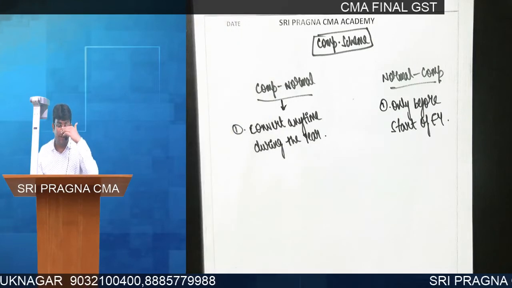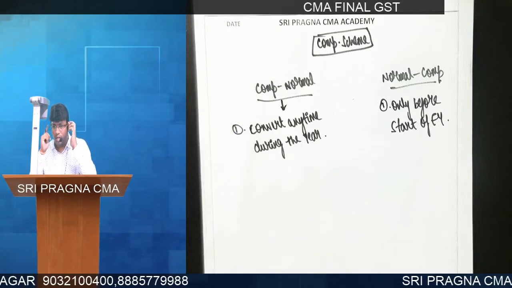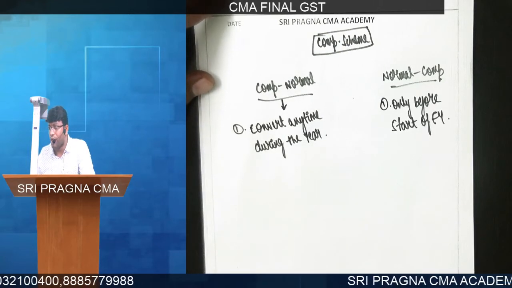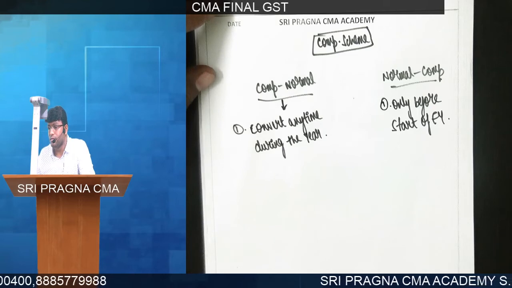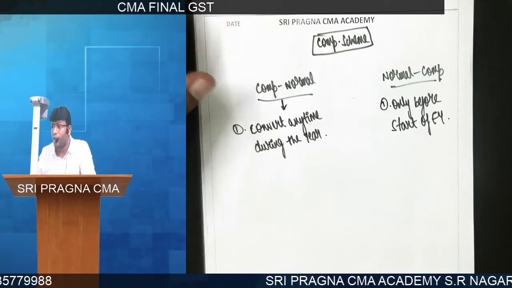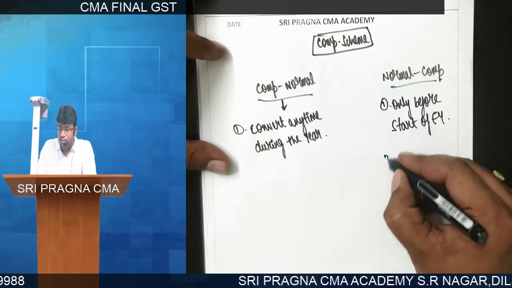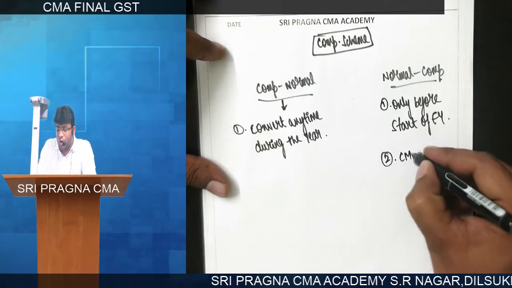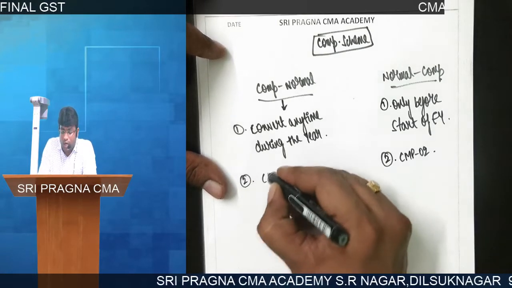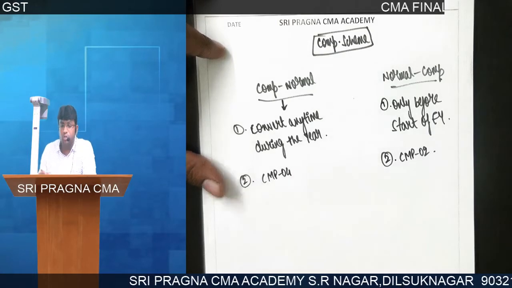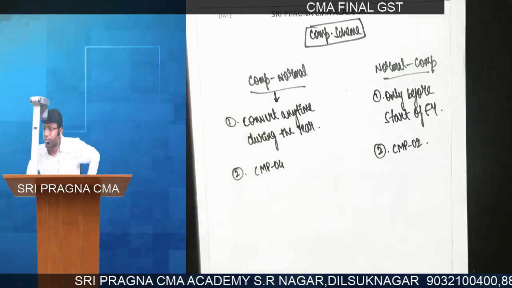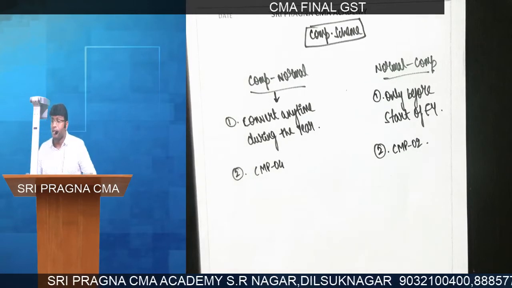Come on, composition to normal when, sir? We can convert any time during previous year. Normal to composition? Exactly. Are we getting clarity on this point? Everybody. And for this we have got one form called CMP02. And for this we have got a form called CMP04 to withdraw from composition. Otherwise convert from composition to normal. Friends, getting clarity, everybody? Sir.